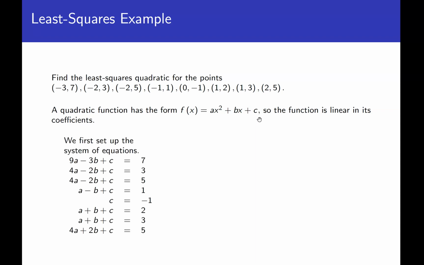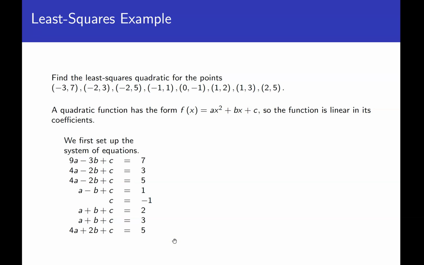All right, so the first thing we do is set up our equations. The way we set up our equations, again, is to plug the x value into the function and set it equal to the output that it needs to be. Just to go through the first one, you plug in -3 for x, you get 9 times the a, -3 times the b, and 1 times the c. So that's equal to 7. You should be able to go through and verify that those are the other 7 equations that you would get just by plugging in the x values and setting them equal to the corresponding y values.